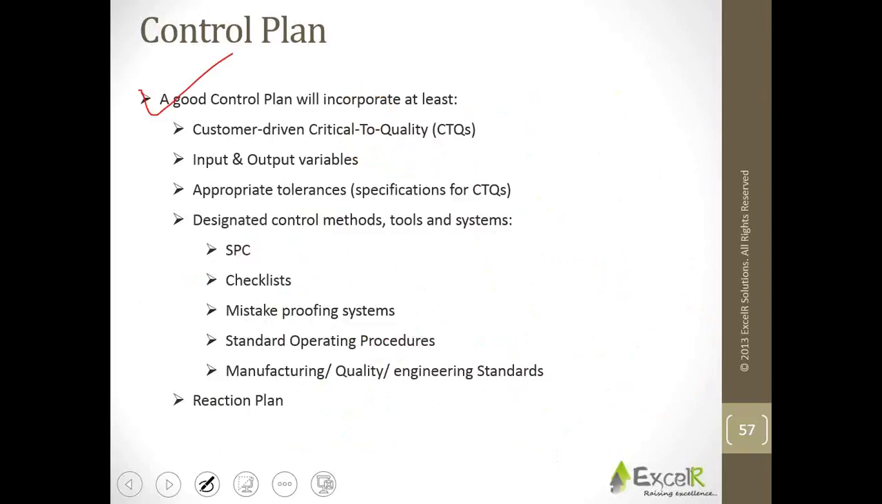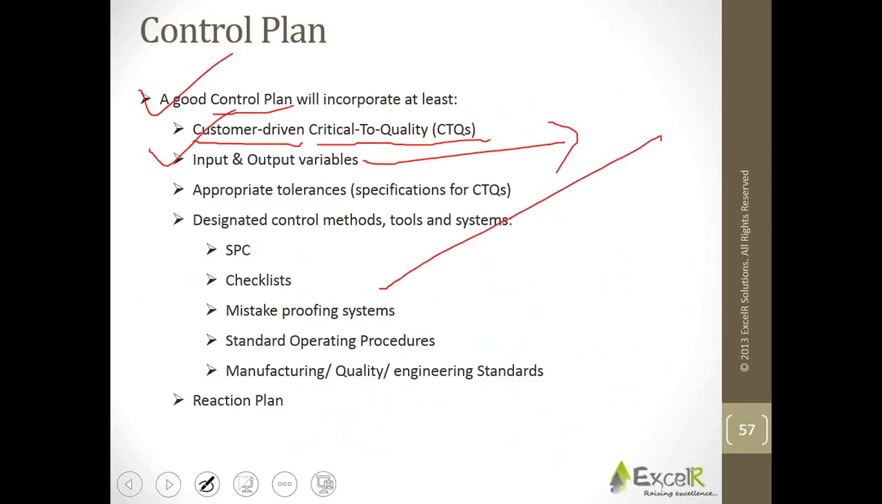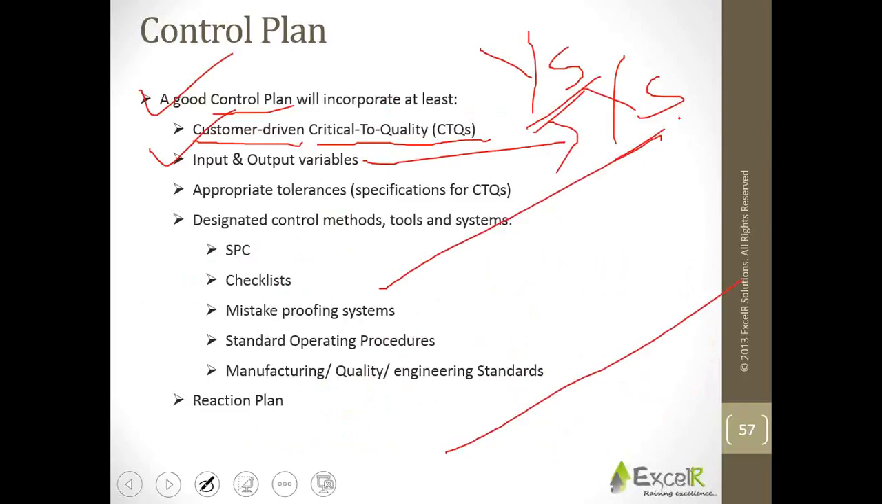A good control plan will incorporate at least customer-driven critical to quality. What is critical to quality to the customer? That part would be part of your control plan. Input and output variables are very important. We don't just plot control charts for the X's, or the inputs. We also plot control charts for the outputs, that is Y's.